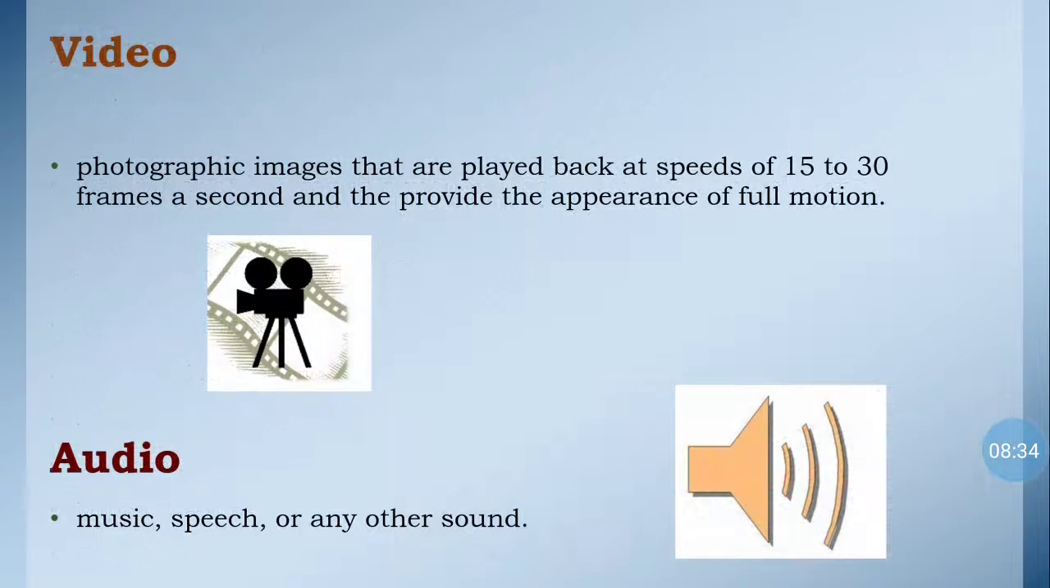Next, video. Photographic images that are played back at a speed of 30 to 50 frames a second provide the appearance of full motion, that is video. Next is audio. Audio includes music, speech or any other sound.